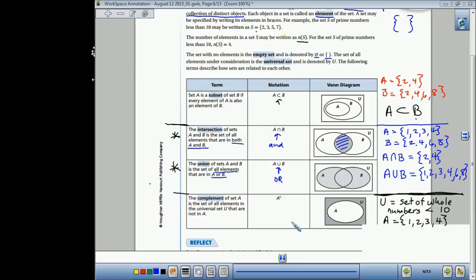Okay, so if we were looking at the complement of A, say that U, our universal set, for this new example, is the set of whole numbers less than 10. And A, once again, is 1, 2, 3, and 4. When we think about the set of whole numbers that are less than 10, that are not 1, 2, 3, and 4, that would just be 0, 5, 6, 7, 8, and 9, right? So that would be the complement. Everything that's in the universal set that's not in A.